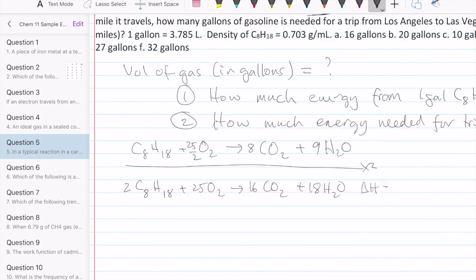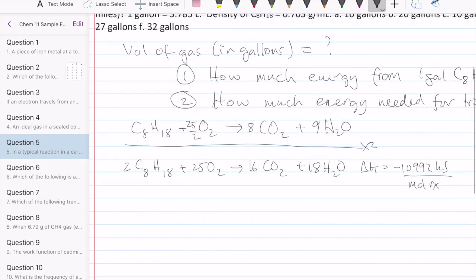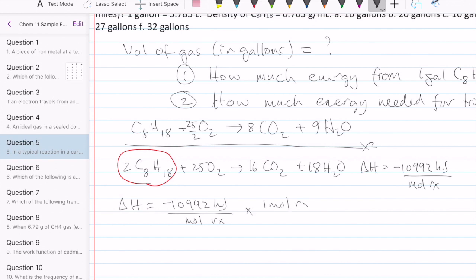So this is the reaction whose enthalpy is given in the question, which is negative 10,992 kilojoules. They don't really write the unit at the bottom here, but remember this stands for per mole of reaction, or per mole of the balanced equation. What we're interested in specifically is the amount that you get from the gasoline itself. So we need to convert the delta H from per mole of reaction to per mole of C8H18. In 1 mole of reaction, there are 2 moles of C8H18 based on this equation. So that means you get that much energy per mole of C8H18.